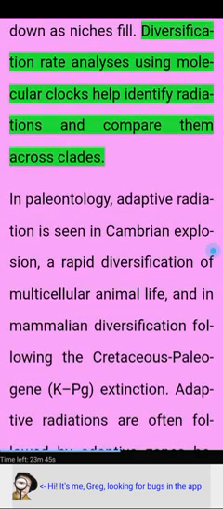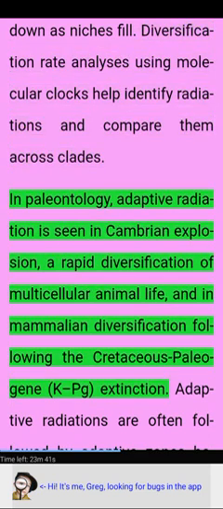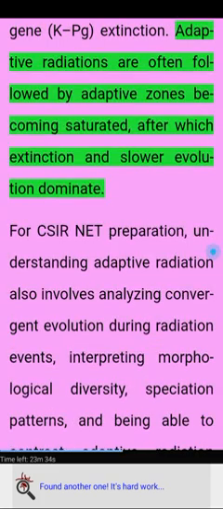Diversification rate analyses using molecular clocks help identify radiations and compare them across clades. In paleontology, adaptive radiation is seen in the Cambrian explosion, a rapid diversification of multicellular animal life, and in mammalian diversification following the Cretaceous-Paleogene (K-Pg) extinction. Adaptive radiations are often followed by adaptive zones becoming saturated, after which extinction and slower evolution dominate.